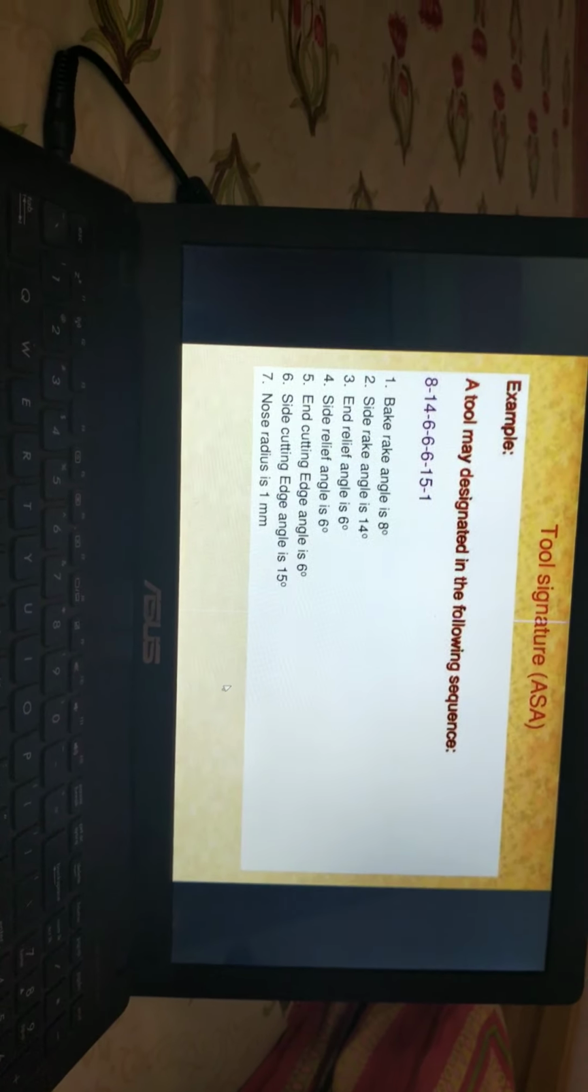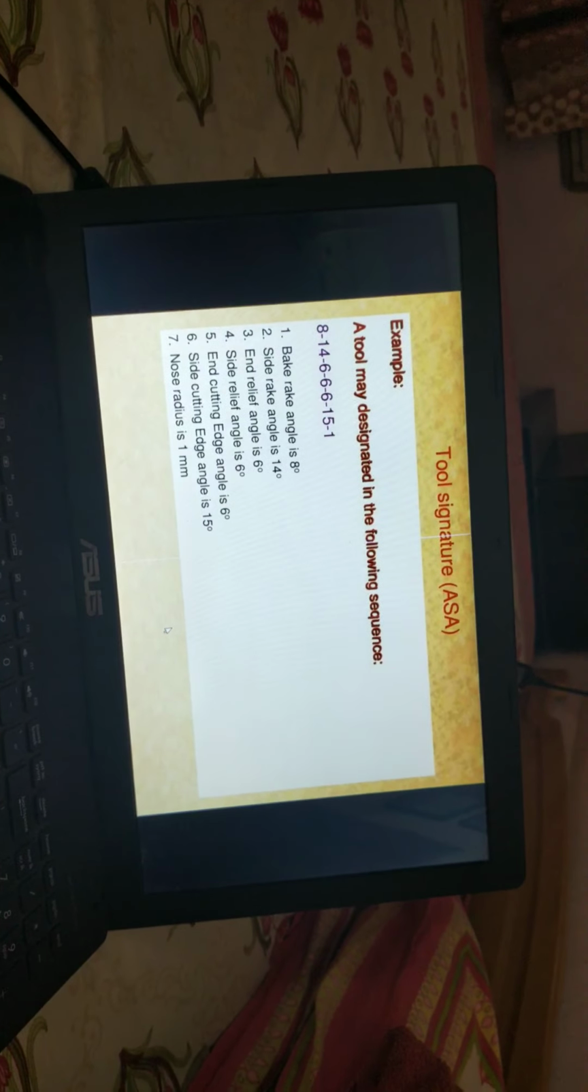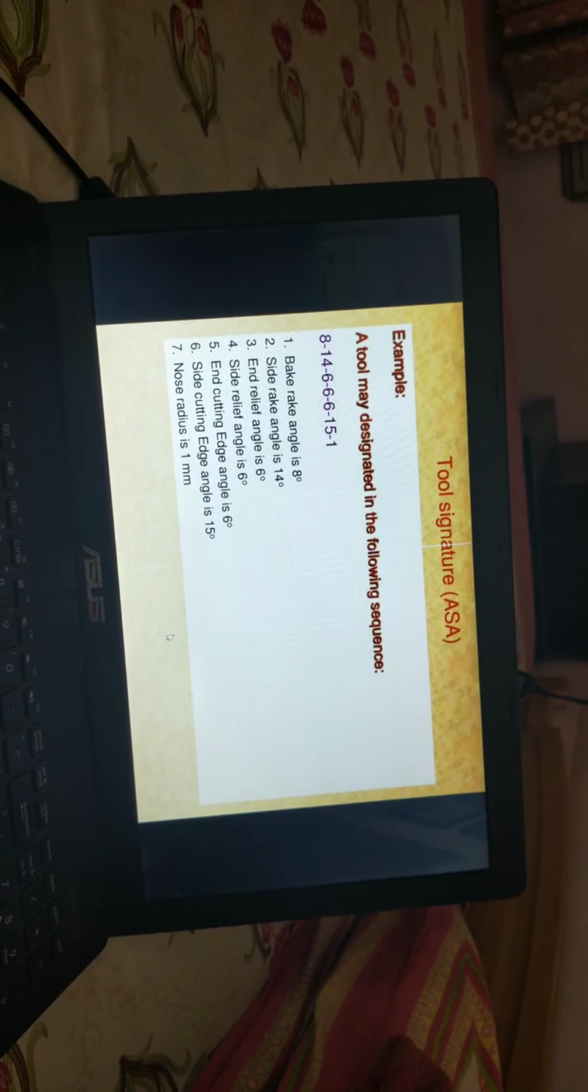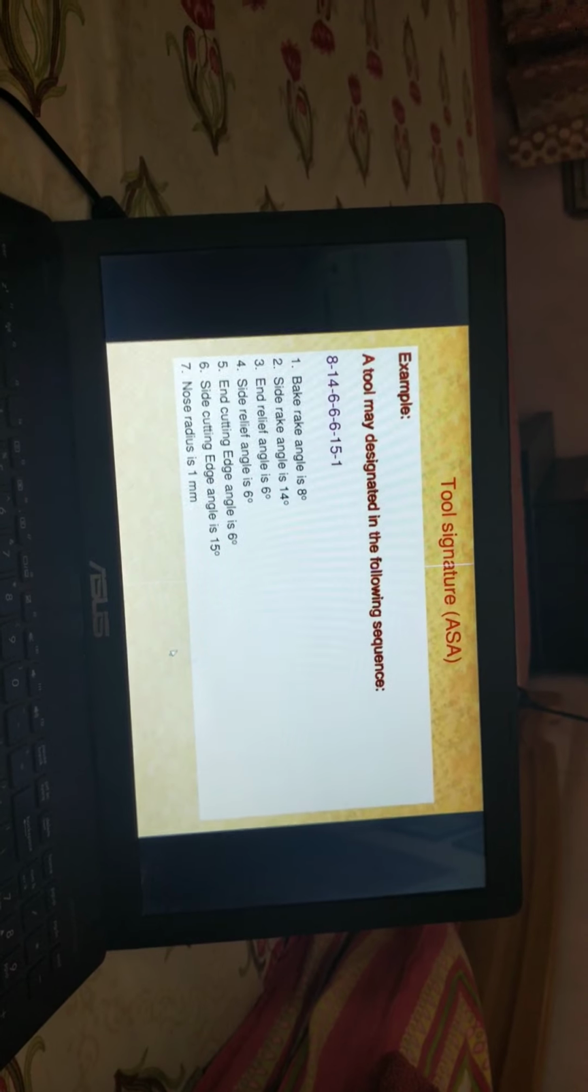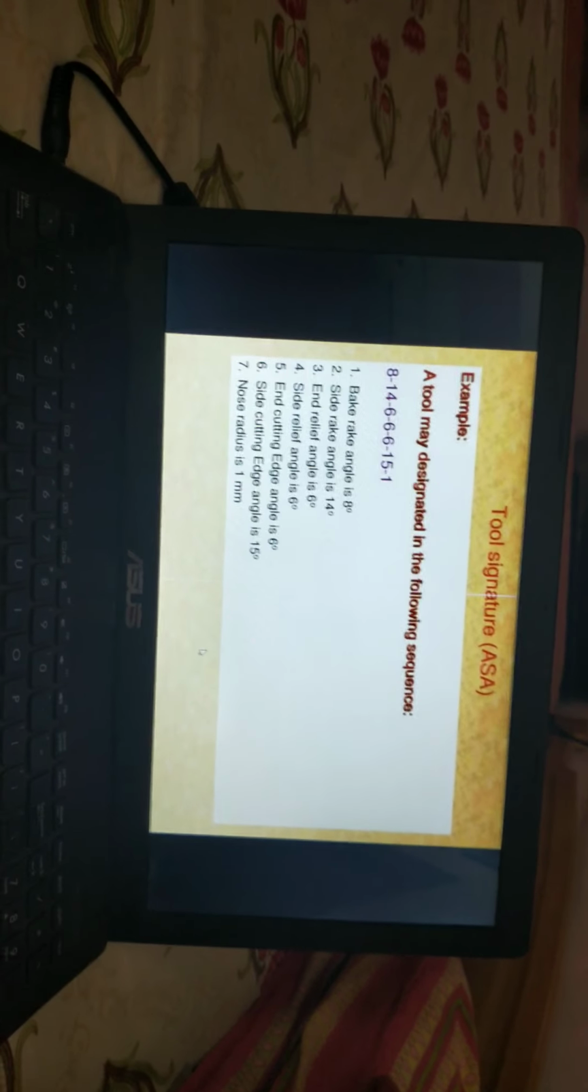Now if we see an example, the tool is designated by the following sequence: 8, 14, 6, 6, 6, 15, 1. Here 8 is the back rake angle, 14 the side rake angle, 6 the end relief angle, 6 the side relief angle, 6 the end cutting edge angle, 15 degrees the side cutting edge angle, and the nose radius is 1 mm. In this way we are designating the tool.